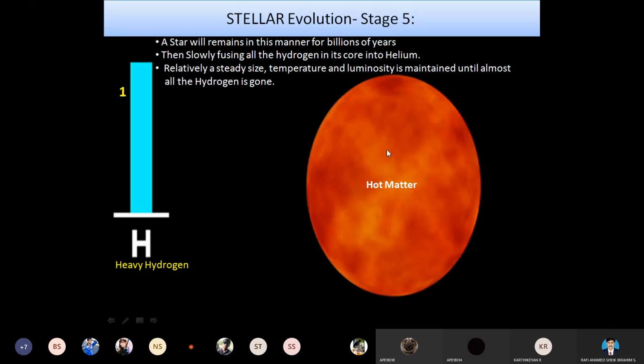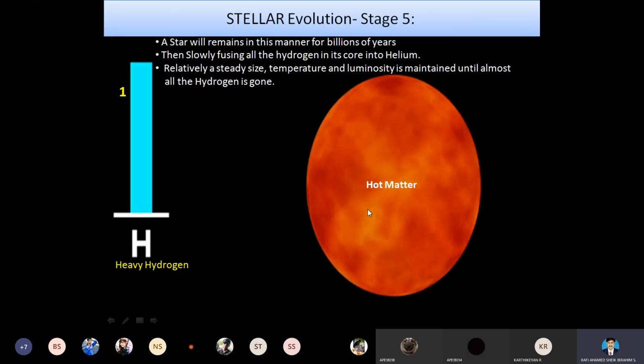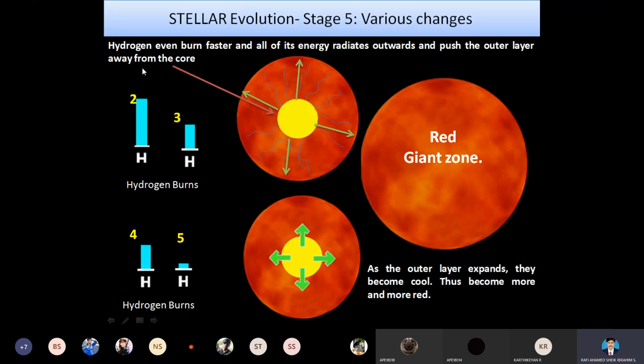Then the hydrogen burns even faster. When hydrogen burns faster, the energy radiates outwards and pulls away from the core. So these are the stages. Here, when the hydrogen level is huge, we can see a hot core. When the hydrogen level decreases, when the hydrogen burns out and the radiation is radiated out from the core, what happens? The size of the core will change.